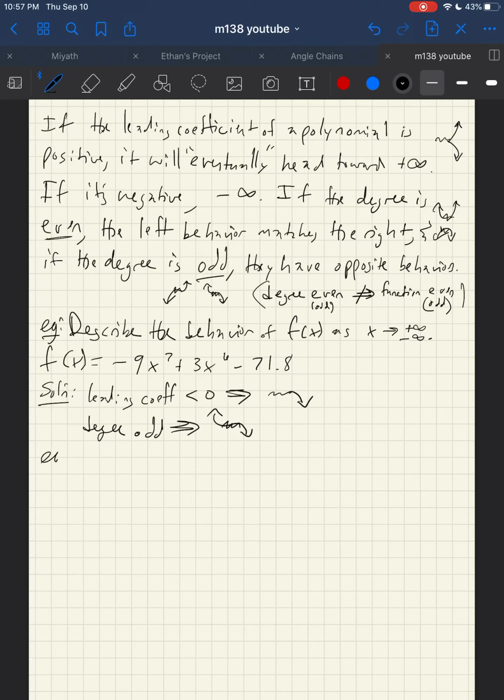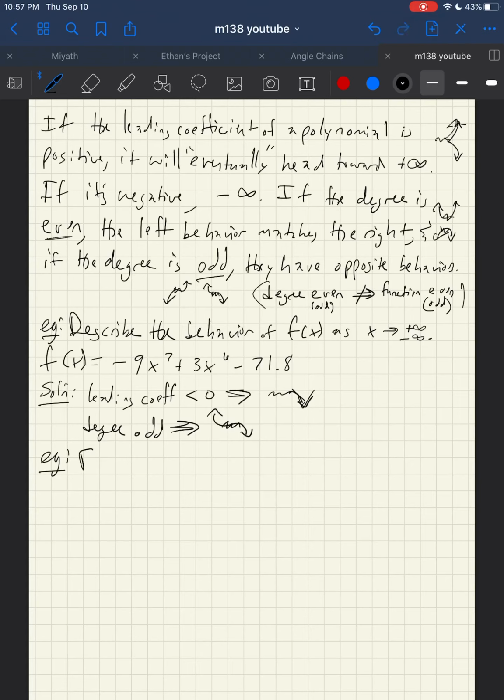Let's do something a little different. We could do this all day and keep doing examples like that, but basically, if it starts with a minus sign, it goes down. If it starts with a plus sign, it goes up, like I said. And if this highest power is odd, the start and finish disagree. If the highest power was even, the start and finish would agree.